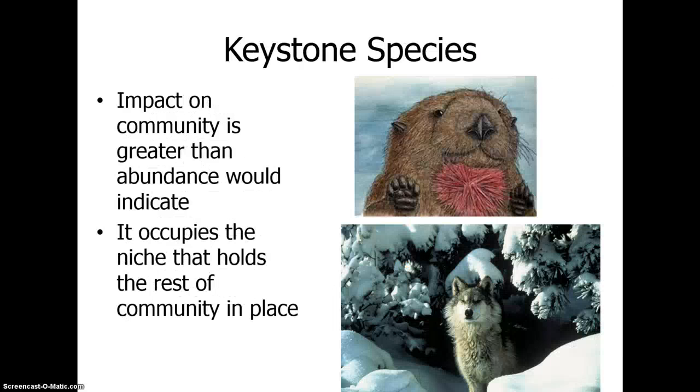Okay, keystone species, this is our last slide. Keystone species, this is a species where the impact on the community is going to be greater than their abundance would indicate. So things like, here, this little river otter, or think of like a beaver. A beaver is a really great example of a keystone species because it builds a dam, and since it builds a dam, it kind of creates this little reservoir. Now that reservoir provides habitats for fish, for waterfowl, for things that eat the waterfowl.